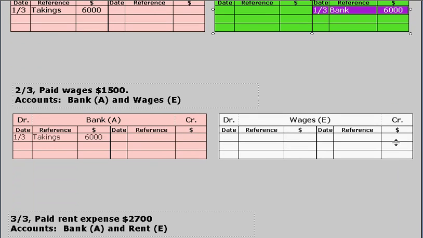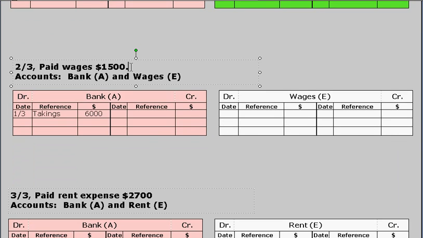The second transaction is to do with an expense. Paid wages $1,500. That's going to affect the bank account and it'll affect the individual expense account, which in this case is wages. The bank must have gone down because we just paid out $1,500. So to reduce bank, it's a credit entry. That's one of the accounting rules. So I put the date in there. I write the name of the ledger account affected, which was wages, $1,500. So that's the credit entry to reduce the value of bank.